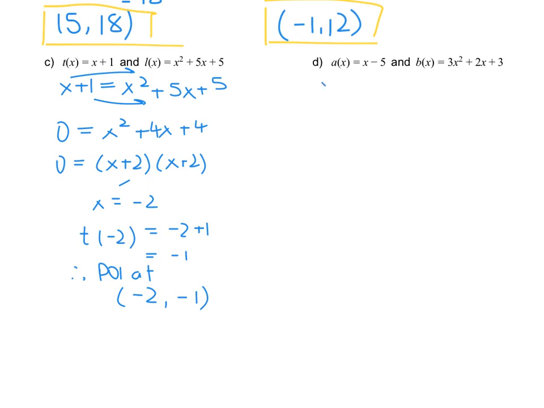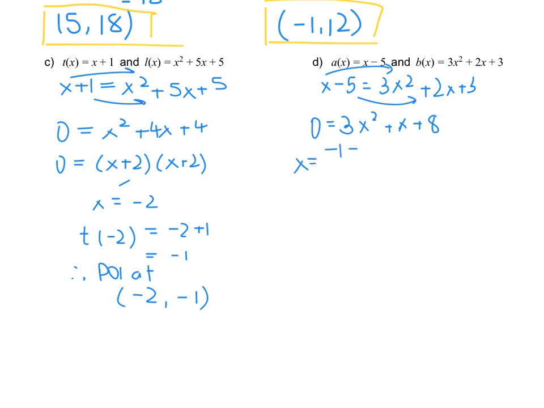Okay, so we should have x minus 5 equals 3x squared plus 2x plus 3. Bring everything over so that we have 3x squared and then plus x because we're doing 2x minus x, and then plus 8 because we're doing 3 plus 5. And now you might ask for two numbers that multiply to 24 and add up to 1, and that doesn't work. So I'm going to go to the quadratic formula.